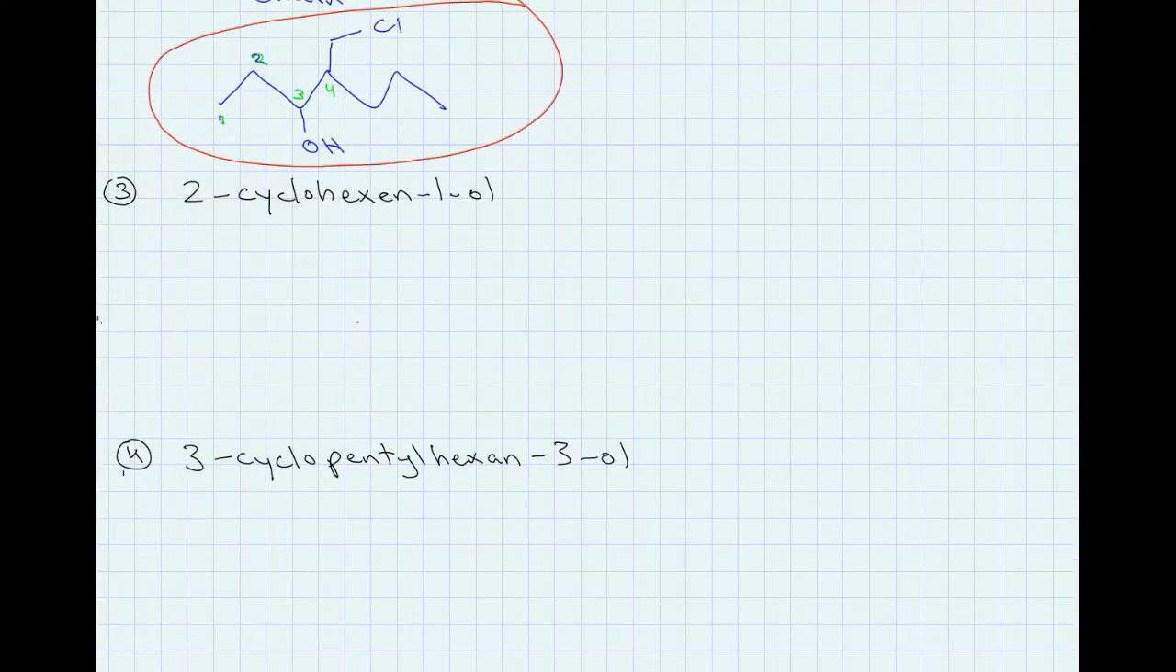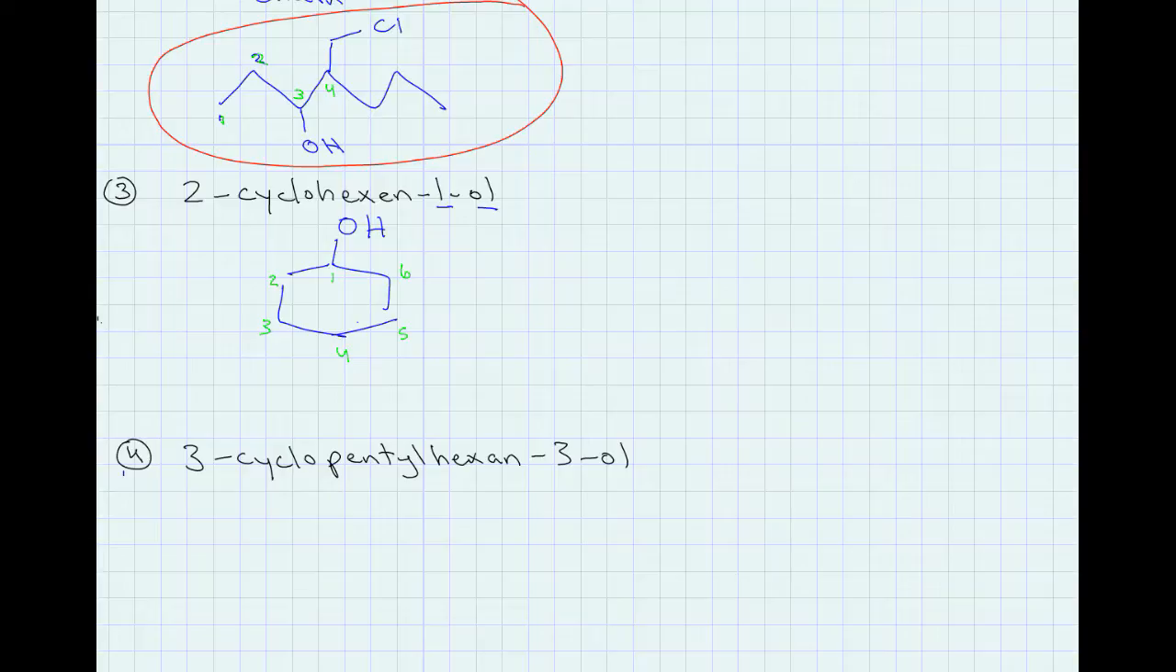Question number 3, 2-cyclohexen-1-ol. Remember, this 1 indicates our hydroxyl group. If we have cyclohexane, cyclohexanol is going to look something like this. We know that this is our first carbon, which has our hydroxyl group on it. So 1, 2, 3, 4, 5, 6. So we have cyclohexan-1-ol.